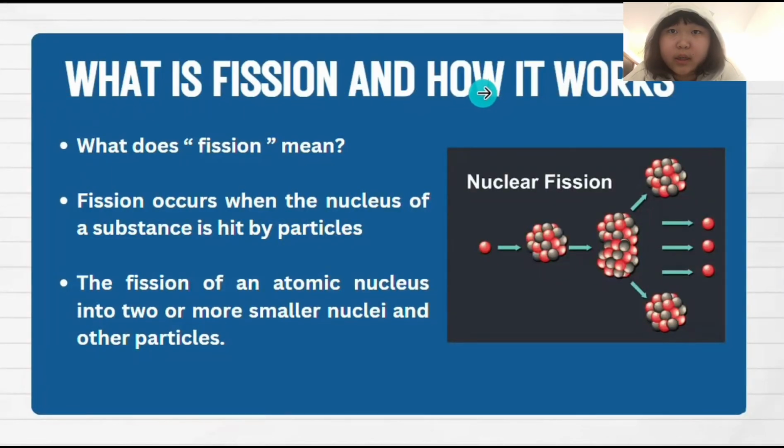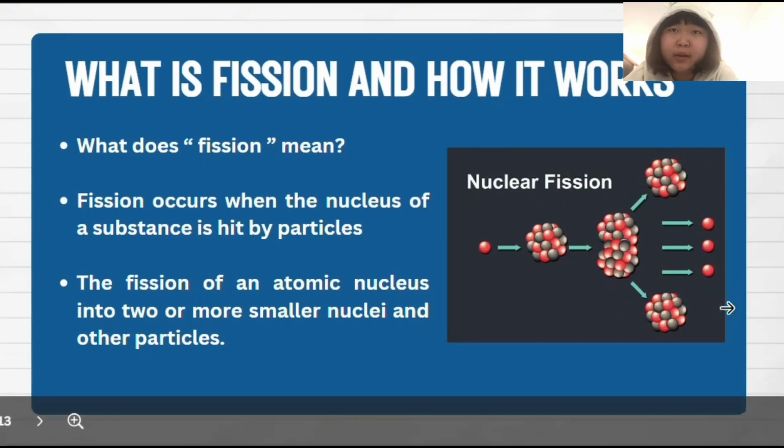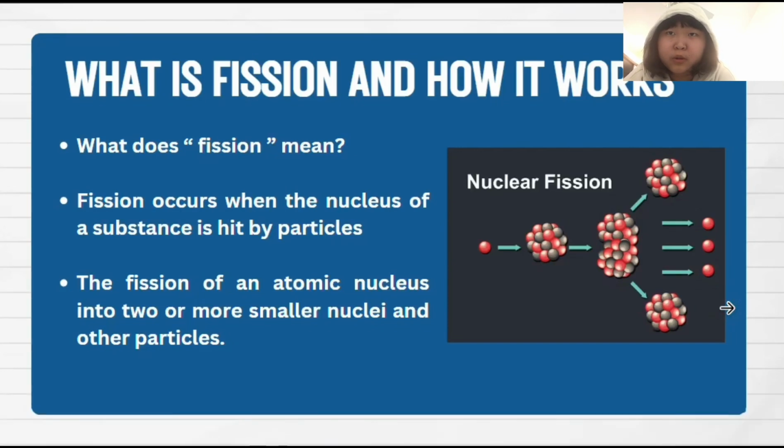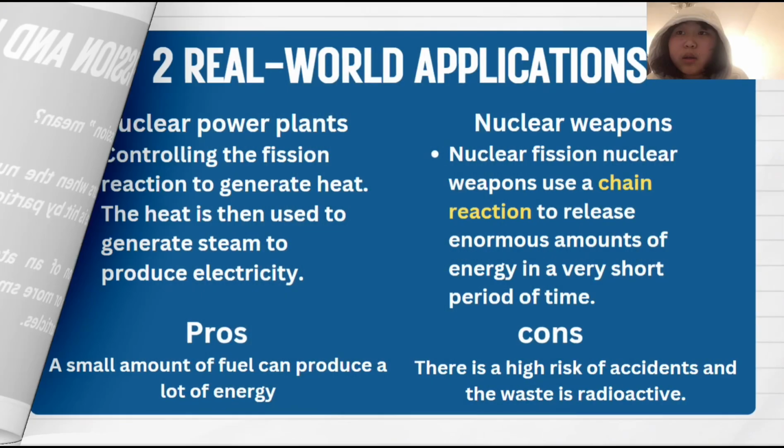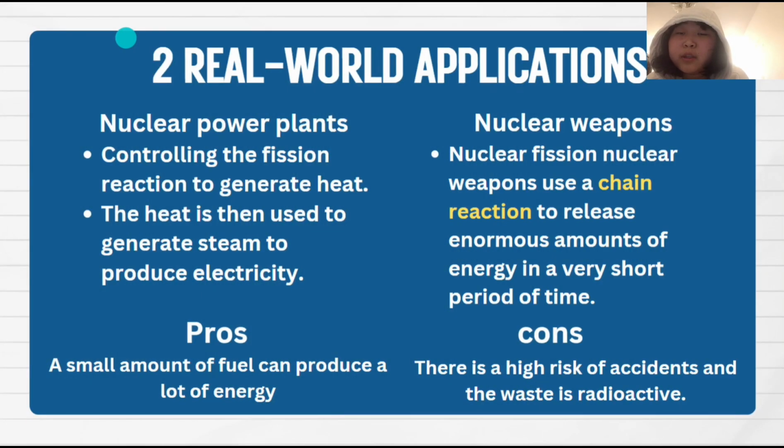What is fission and how does it work? What does fission mean? Fission means break. When a nucleus is very unstable, adding a neutron will cause the nucleus to fission. Fission lets the nucleus produce two or more smaller nuclei, which break apart and produce more neutrons, producing a big amount of energy. Two real-world applications.